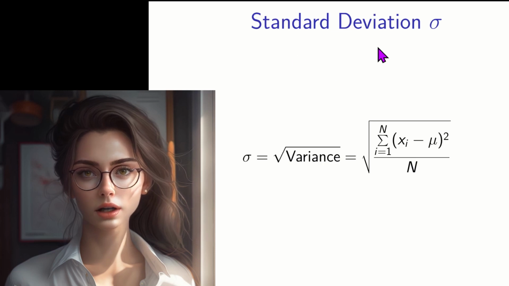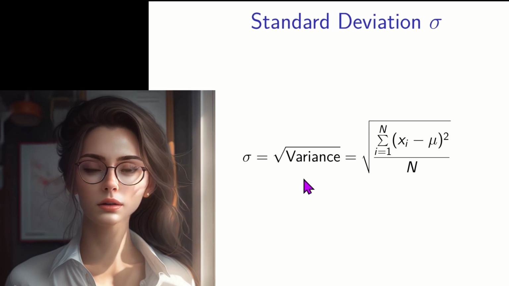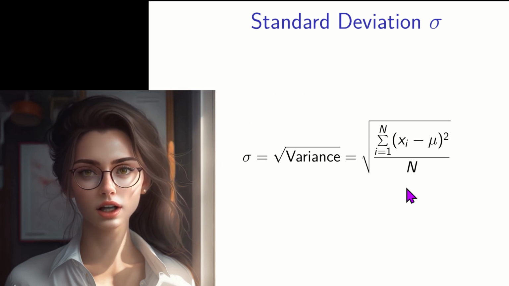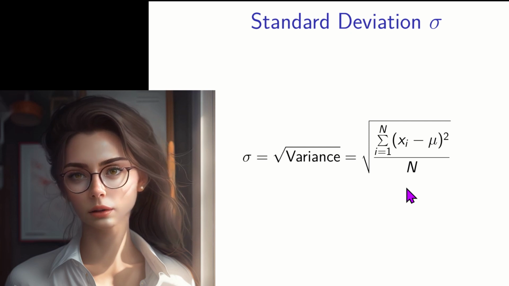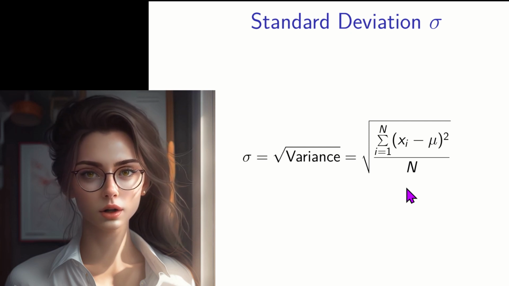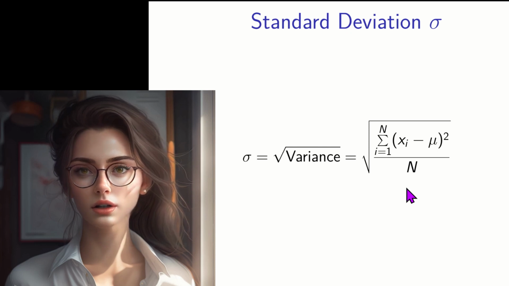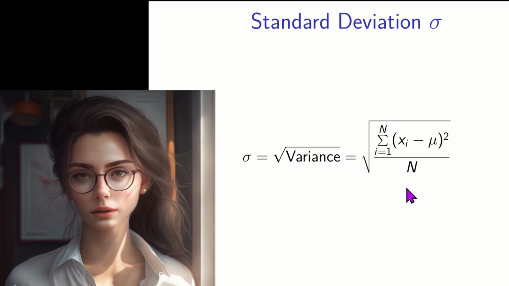It's denoted by sigma. The standard deviation is just the square root of the variance. So think of the standard deviation as the average deviation from the mean. If the standard deviation is small, it means the data points are closer to the mean, and if it's large, the data points are more spread out.